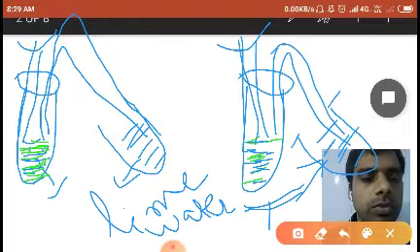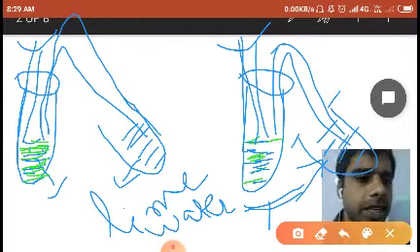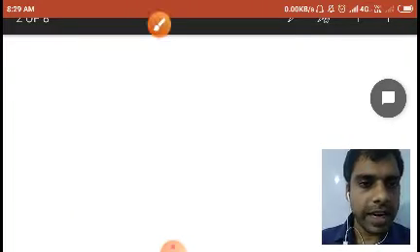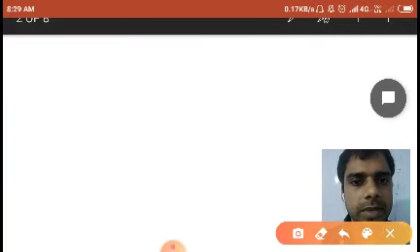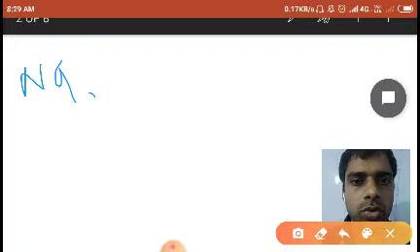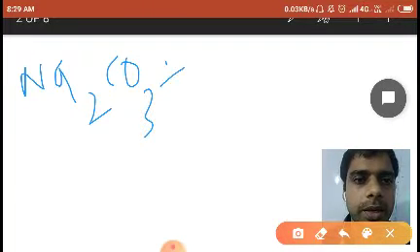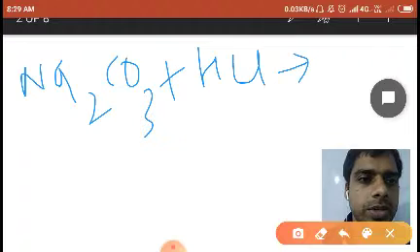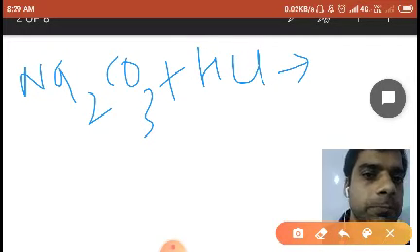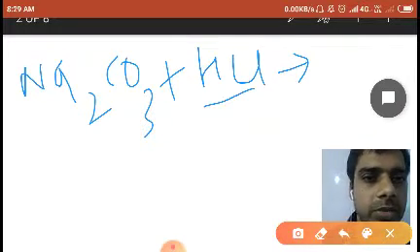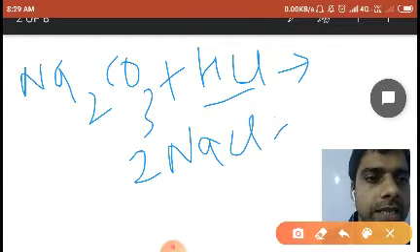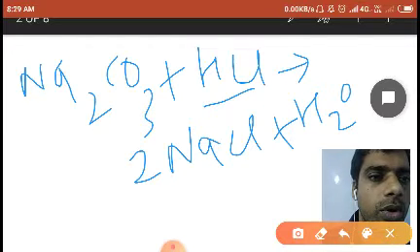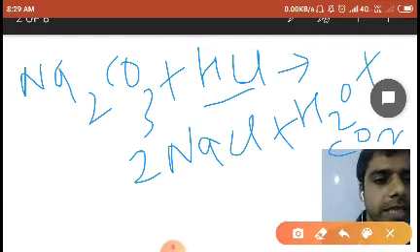Now after the reaction, you will find out what the reaction will be. Na2CO3 plus HCl. Dear student, because you have seen in that diagram sodium carbonate was there and HCl was there. It will react, it will form 2NaCl plus H2O plus CO2. It will form this reaction.